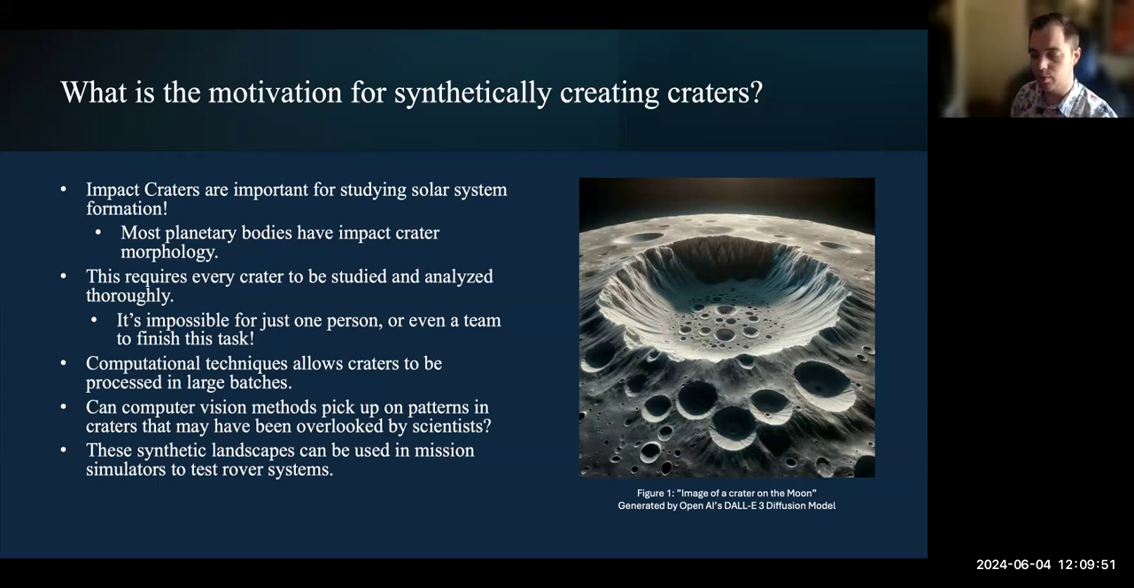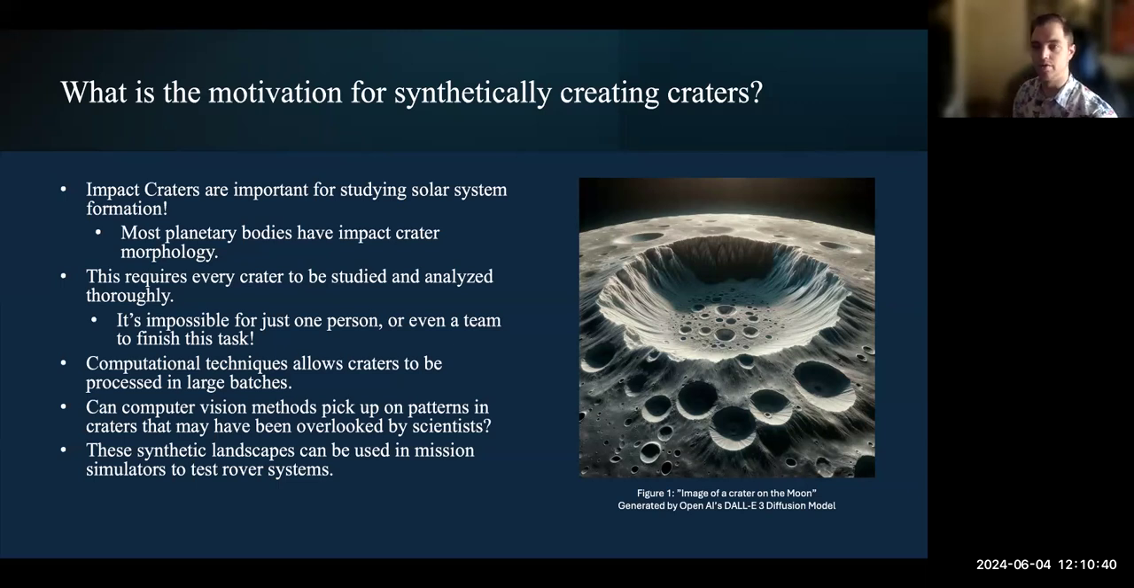Specifically, we're applying the use case of craters because impact craters are very important for studying solar system formation. As most planetary bodies have some sort of impact cratering process, this process requires that every single crater should be studied and analyzed thoroughly. This is pretty impossible for just one person to do for every single crater, but it's fairly easy for millions of craters to be studied by deep learning methods and computational methods. Another question we're trying to answer is, can computer vision techniques pick up on patterns in craters that may have been overlooked by scientists?